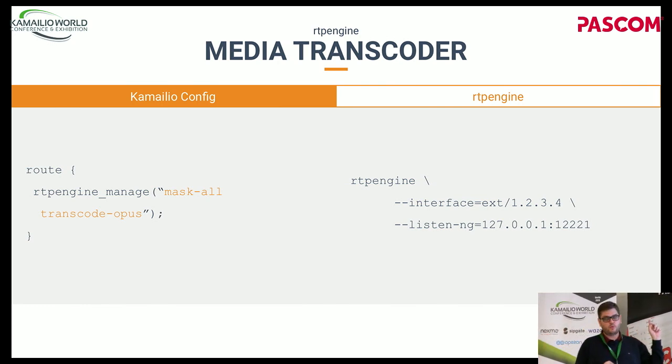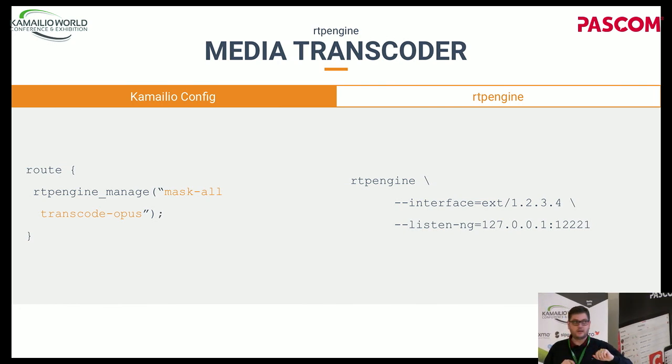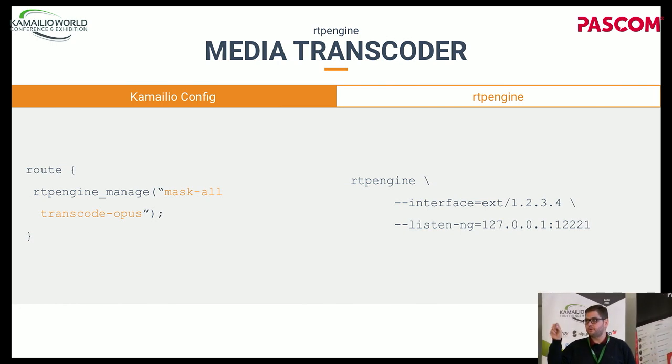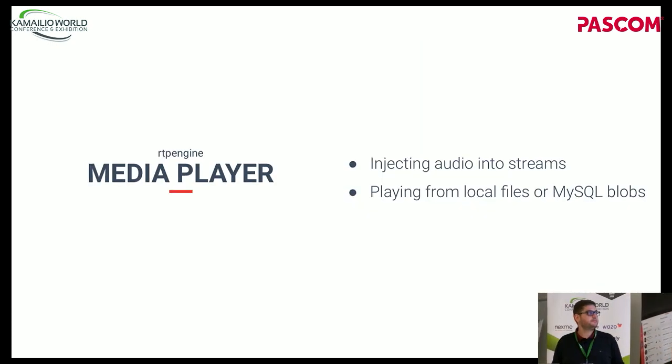So no matter what comes from the A side, we're going to mask all of the codecs, which means RTPEngine is going to hide them. And we say transcode Opus on the second side, so it will only propose Opus to the B side, and then it's going to have a negotiation between Opus and G711. You don't have to tell RTPEngine anything in particular for that, so it's just going to work.